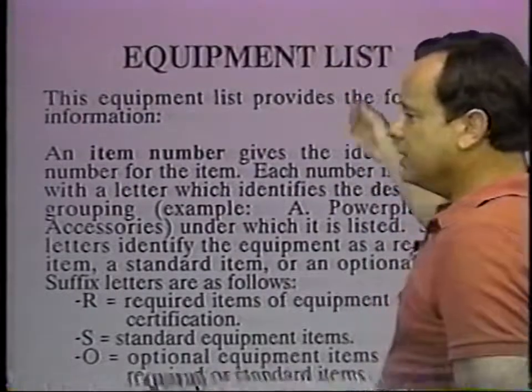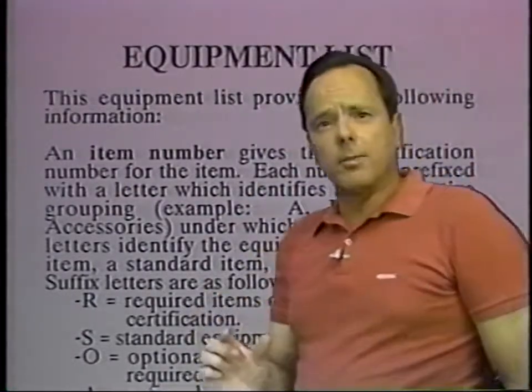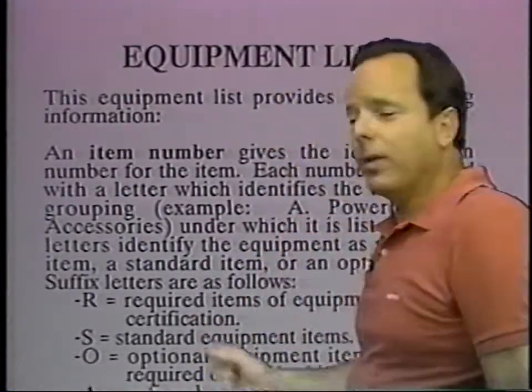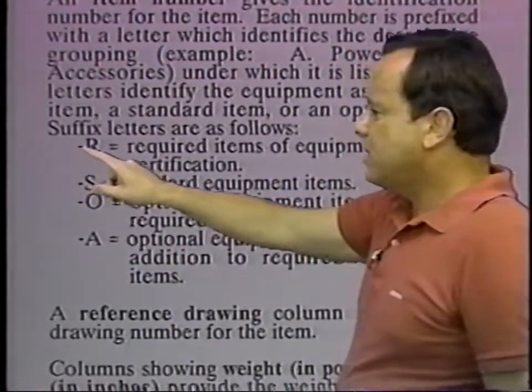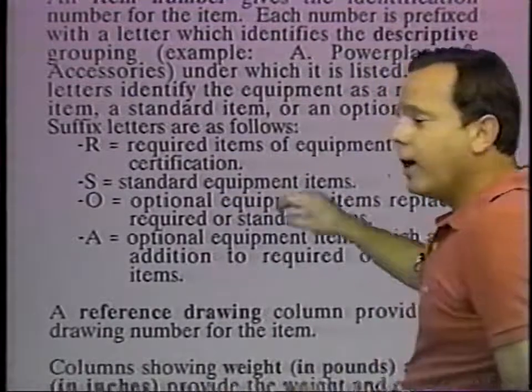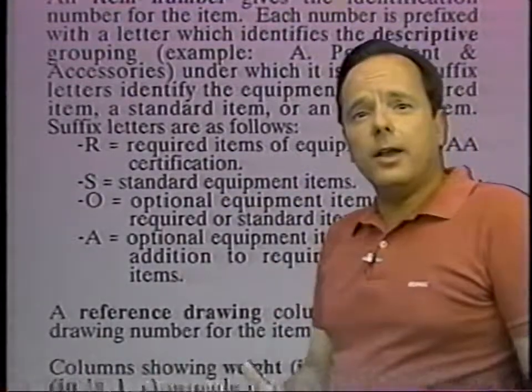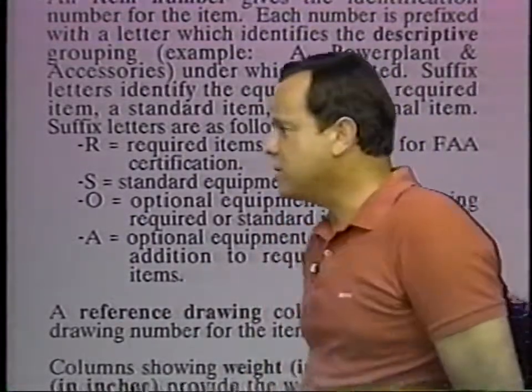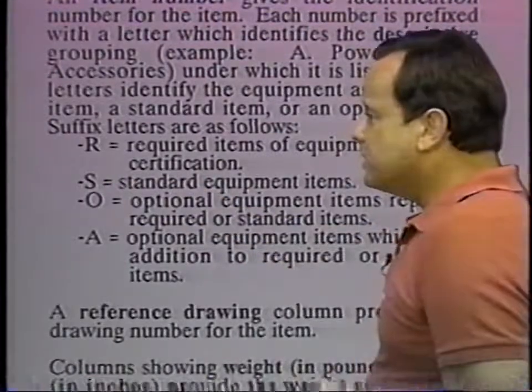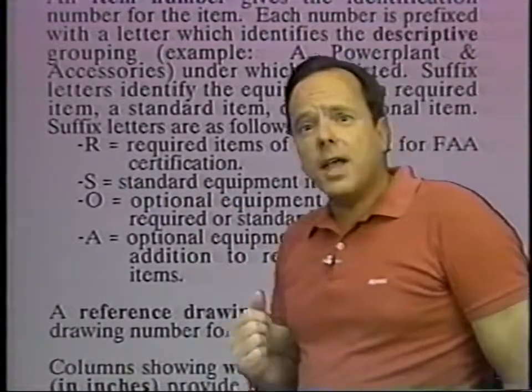So here's the equipment list, and you're going to find there are part numbers for the equipment in your airplane. Each part will have a number, and there's a suffix to the number. And if the suffix has an R in it, that's a required item, and it must be on the aircraft. So if your spinner is listed with a -R, it's required, and it must be on the aircraft according to FAA certification.